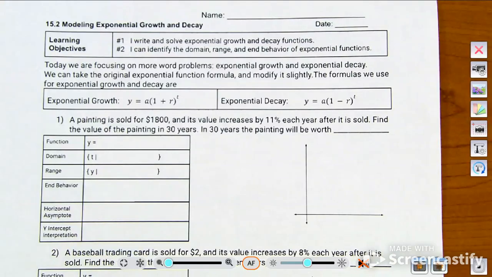Welcome. Today we're looking at lesson 15.2, modeling exponential growth and decay. Exponential growth and decay are just variations of exponential functions, which we've been focusing on for the last couple weeks. So as you can see here, we have two formulas.